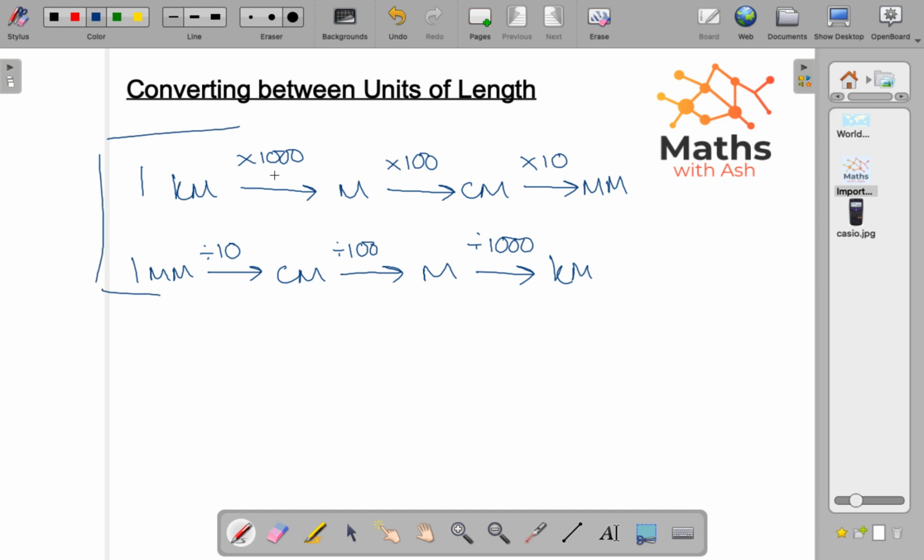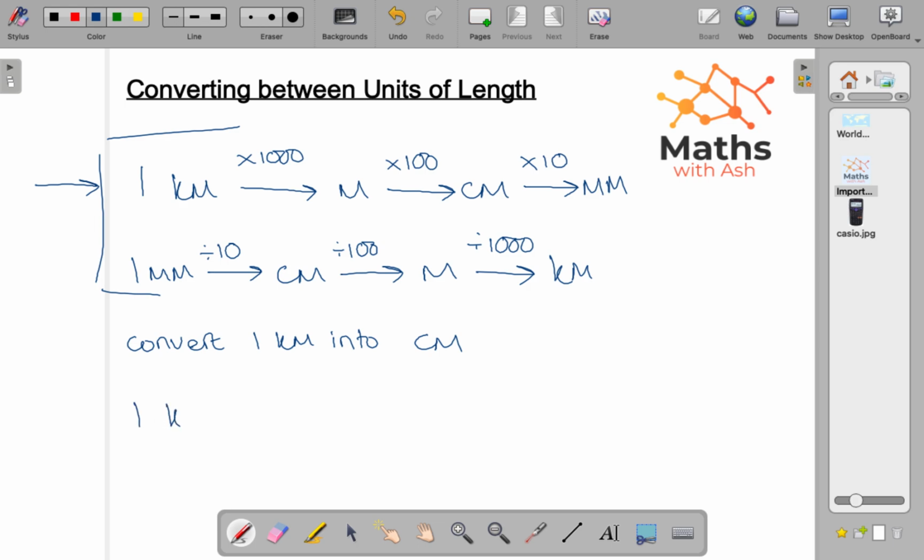This is really useful to remember. You can always write this out as well. This is the way I like to write it out to remember. So let's try an example. Let's convert 1 kilometer into, let's say, centimeters. We're going from a bigger measurement to a smaller one, so we're going to use this line.